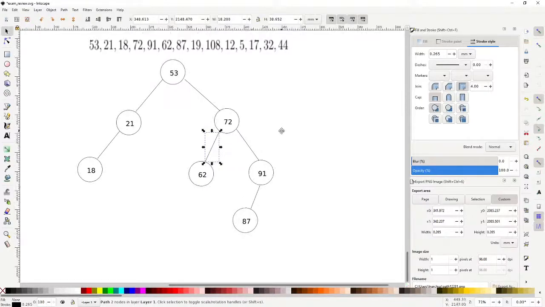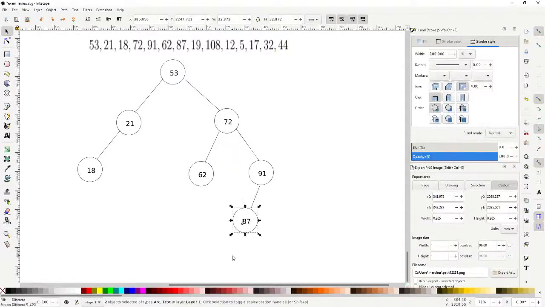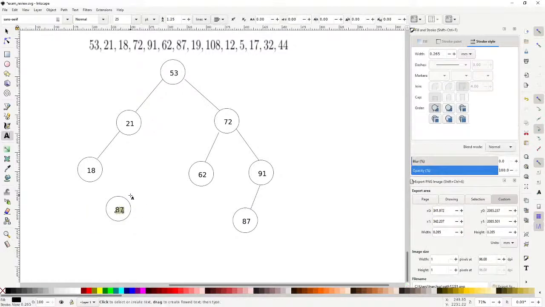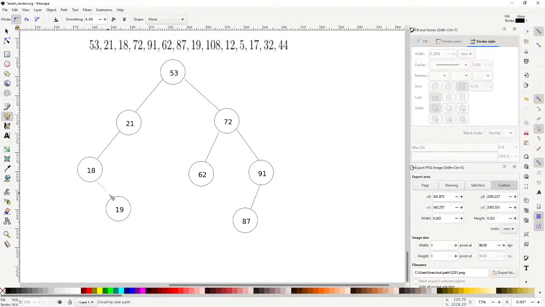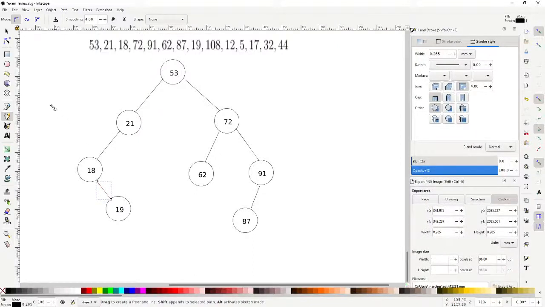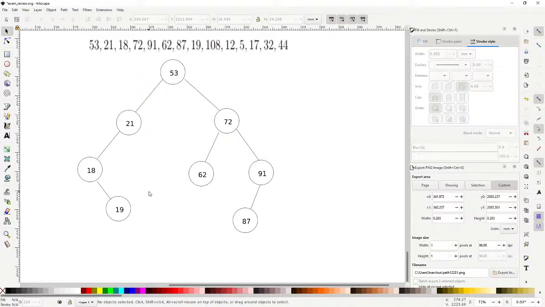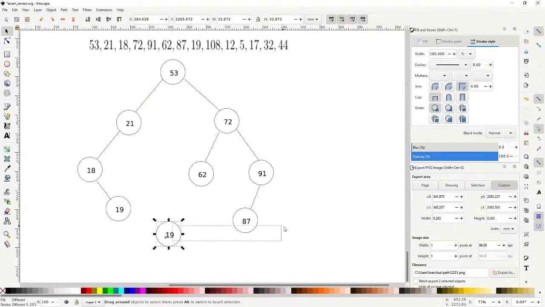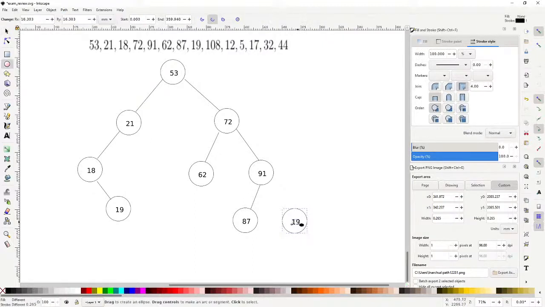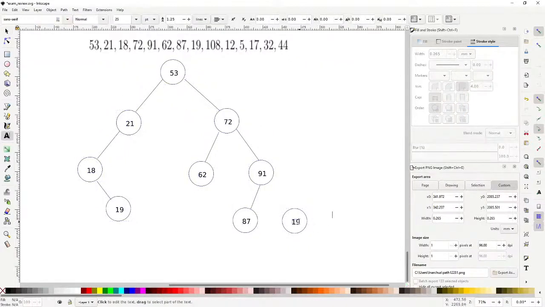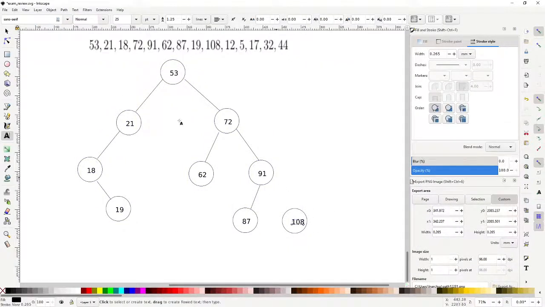Okay, and then 19, what happens to 19? 19 goes here, because 19 is what? It's less than 53, less than 21, bigger than 18, so it goes right. And so 19 goes there. 108. 108, it's the biggest thing, so it goes all the way to the right.